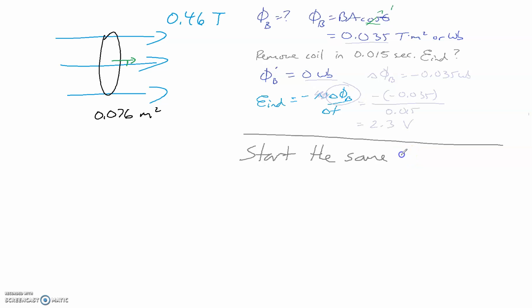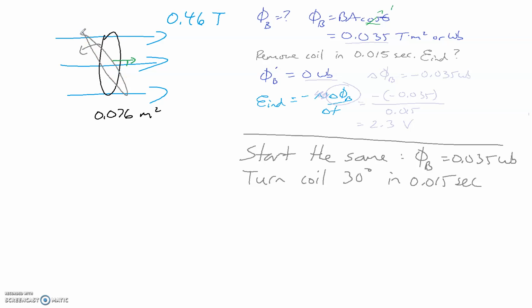We've got a flux of 0.035 Webers, and instead of removing the coil, what we're going to do is angle the coil. We are going to turn the coil 30 degrees in 0.015 seconds. So I'm going to rotate the coil so it's at a different angle. Now the coil is going to be like this. Notice it says I'm going to turn the coil 30 degrees, so it's going to be a 30-degree change from here to here.